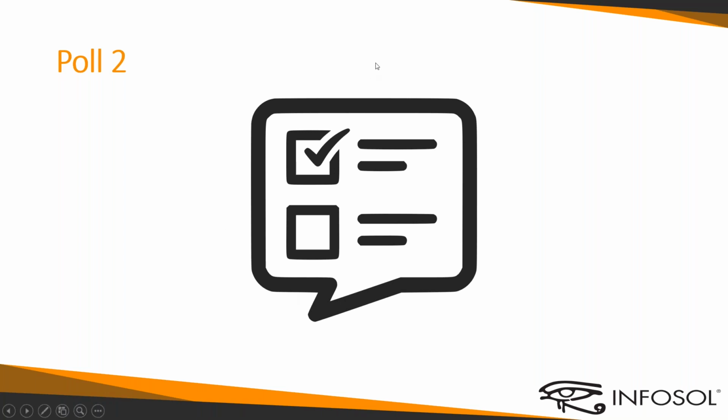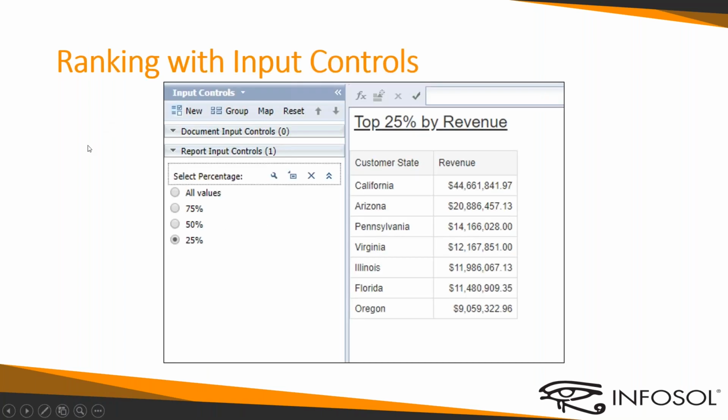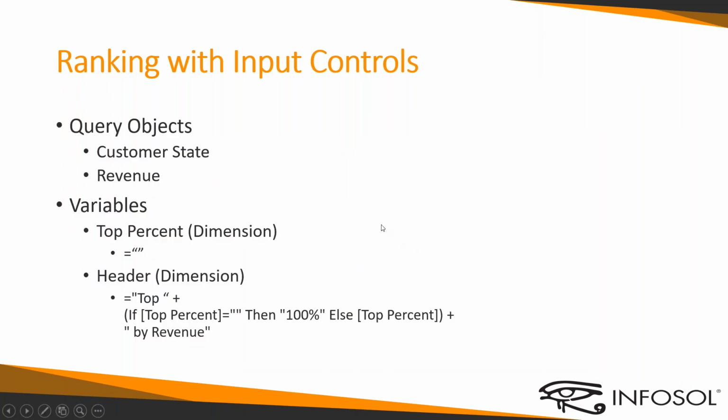So again, before I jump into the actual example and build the report, I want to run through a couple of slides ahead of time just to give you an idea of what we'll be doing. So this is the idea of what the report's going to look like at the end. We're going to have these input controls on the left side with different percentages. And then on the right side, we're going to be displaying tables dynamically based on what is chosen in those input controls.